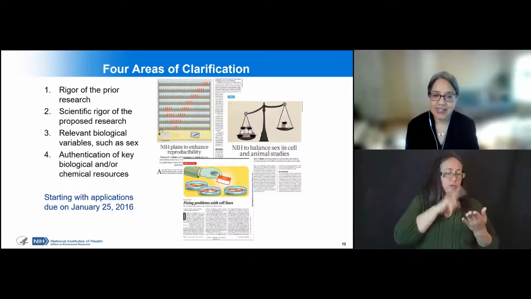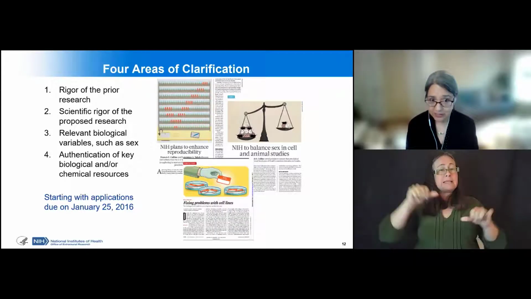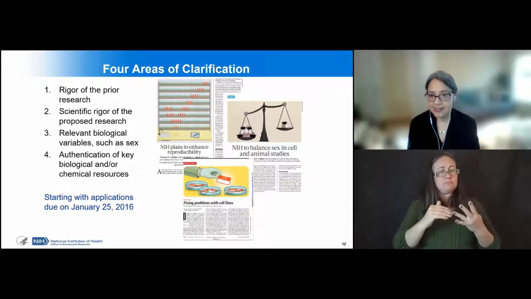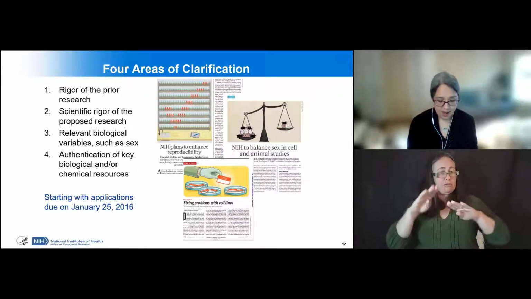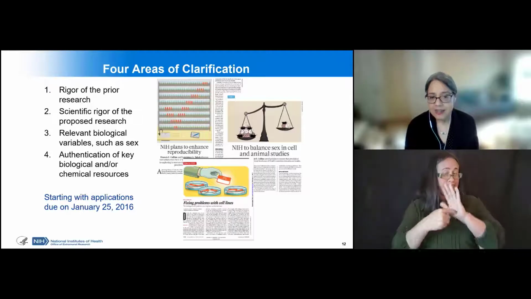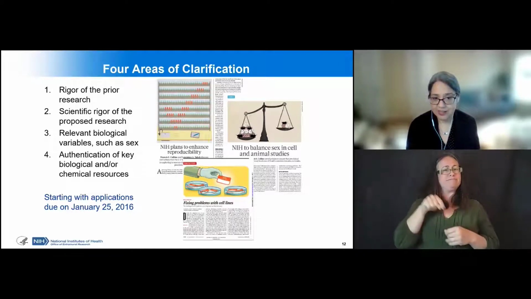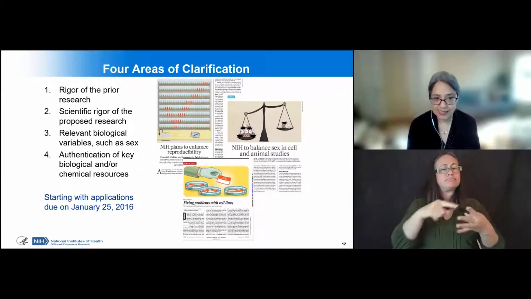Now, the second one is scientific rigor of the proposed research. And then the third one is relevant biological variables such as sex. So we want to consider those. And then the fourth area is the authentication of key biological and/or chemical resources. Okay, and this all came out in 2016 for applications that came in 2016.